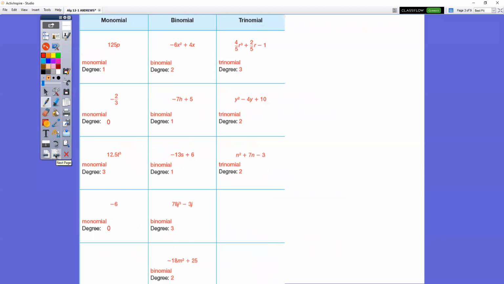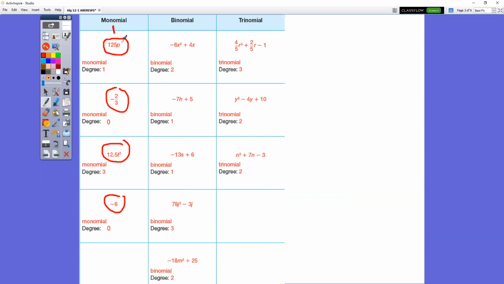Take a look at these, all right? These are just some more examples of some monomials, some binomials, and some trinomials. Remember, mono means 1. Notice that there's only 1 term in each of these. All of those are examples of monomials.